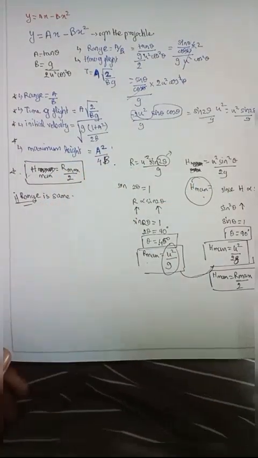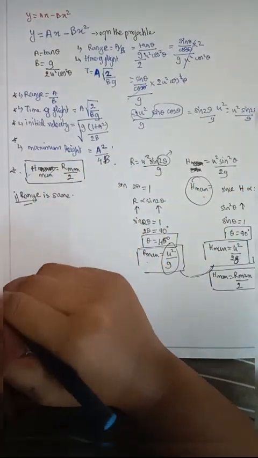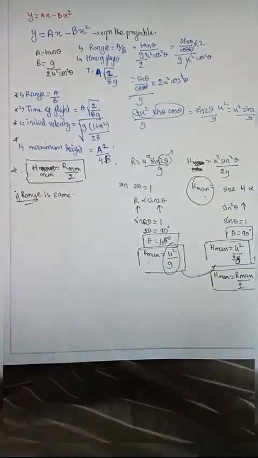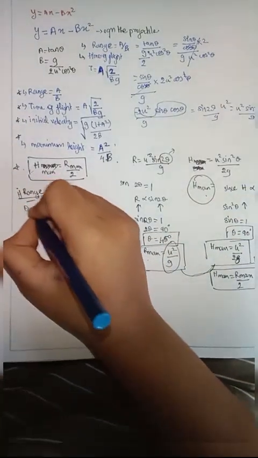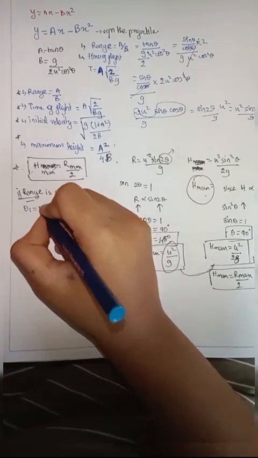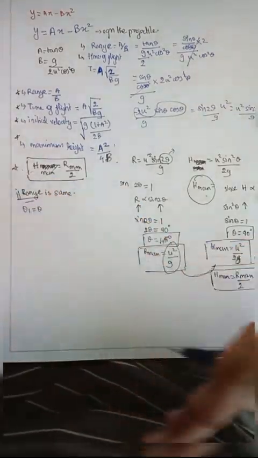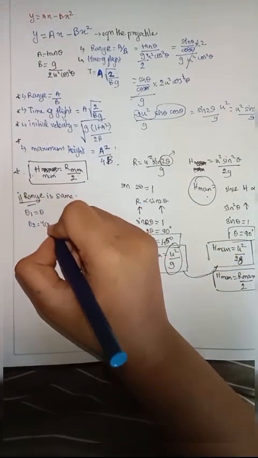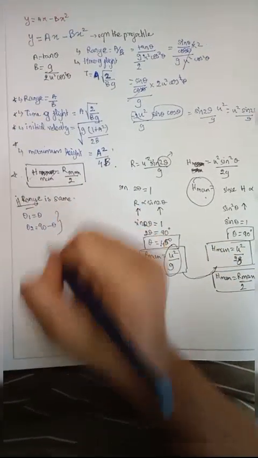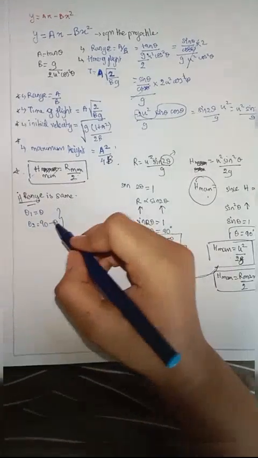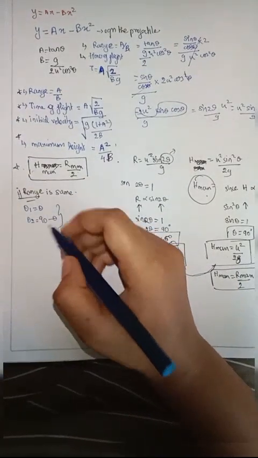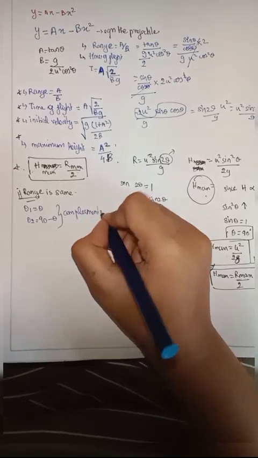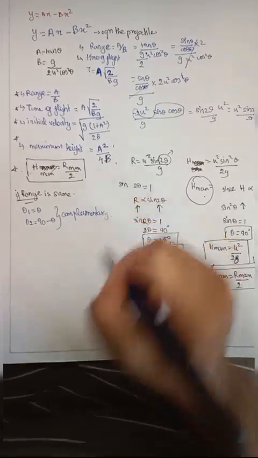If the range is the same, what will happen? When will the range be the same? The range is the same when theta 1 equals theta and theta 2 equals 90 minus theta. What do you come to know about these two angles? Theta and 90 minus theta are complementary angles. When the projectile is projected with complementary angles, the range will be the same.